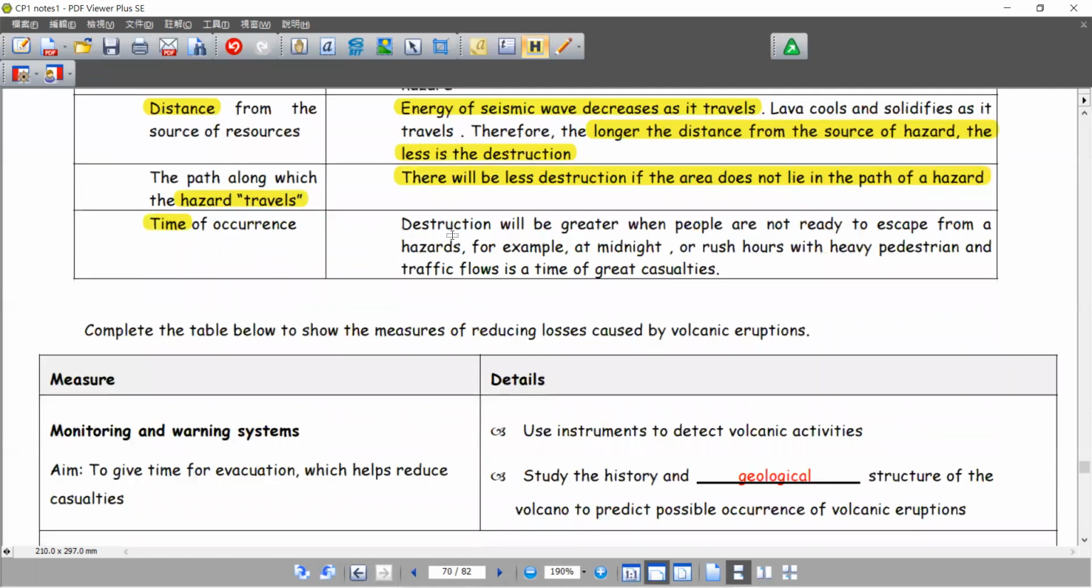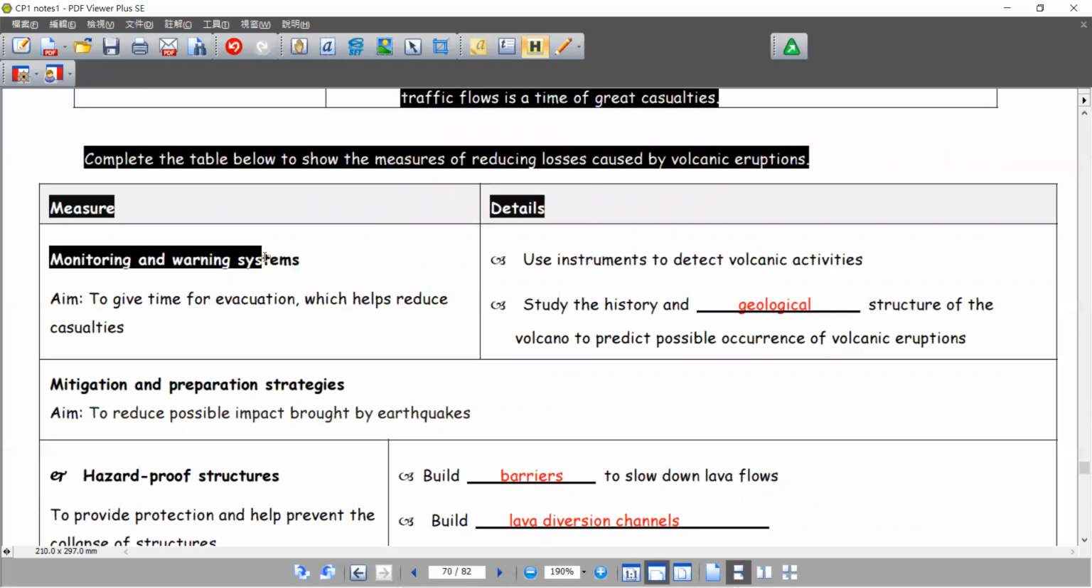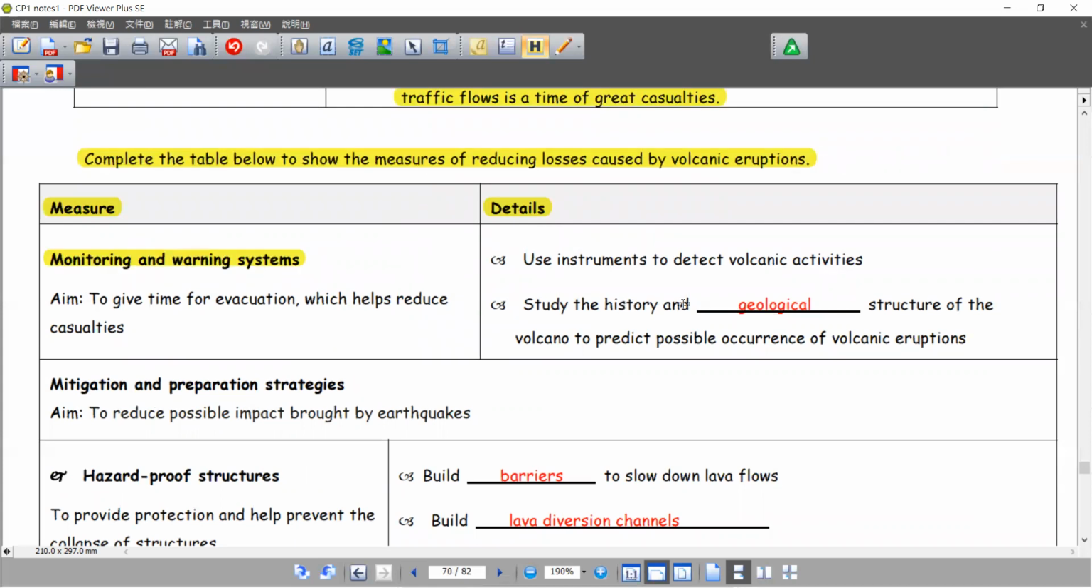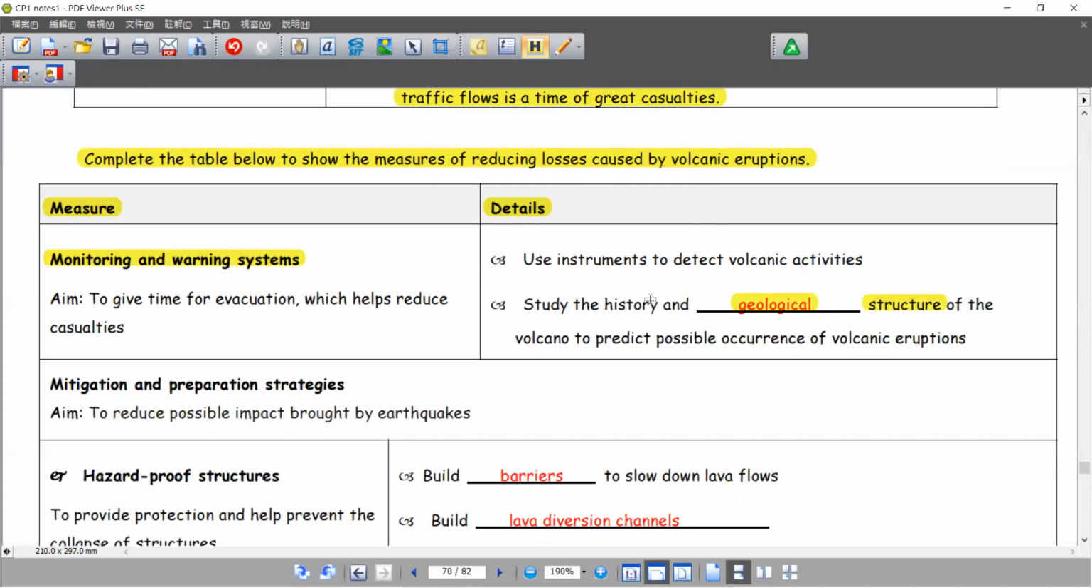How about the time of occurrence? Maybe it's midnight and people are sleeping, or rush hour, which is also bad because there is heavy pedestrian and traffic flow. For volcanic eruptions, you also have a monitoring and warning system to deal with them, but mainly it involves studying the geological structure and the history of the volcano.